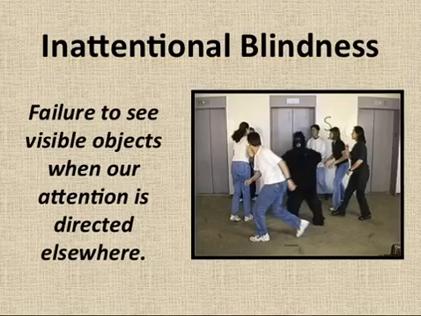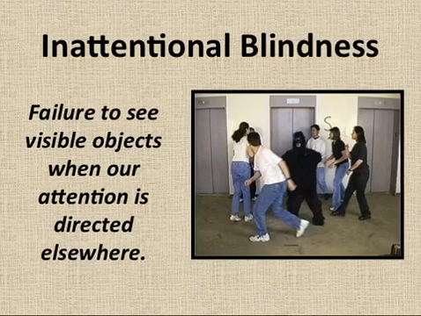So, inattentional blindness. This is the failure to see visible objects when our attention is directed elsewhere. We consciously process only a tiny sliver of the huge amount of stimuli that we're constantly experiencing.